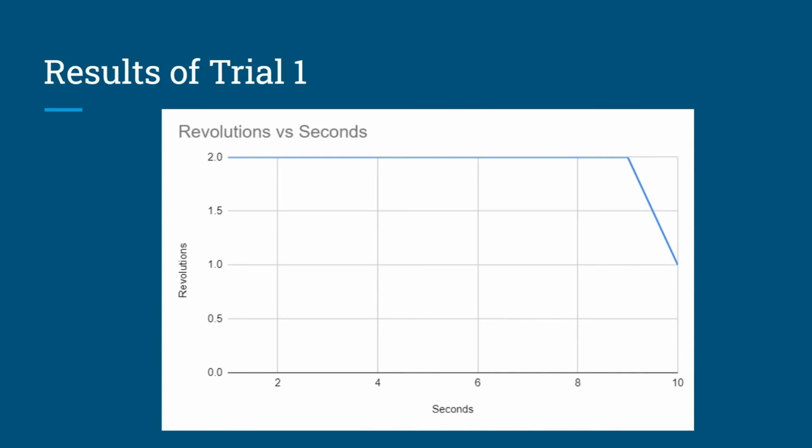As you can see, the mass was constant throughout the whole experiment and was not changed at any point. This is the result of trial 1. As you can see, trial 1 had the highest revolutions per second, coming in at about 2 revolutions per second. This is a revolutions versus seconds graph displayed here.